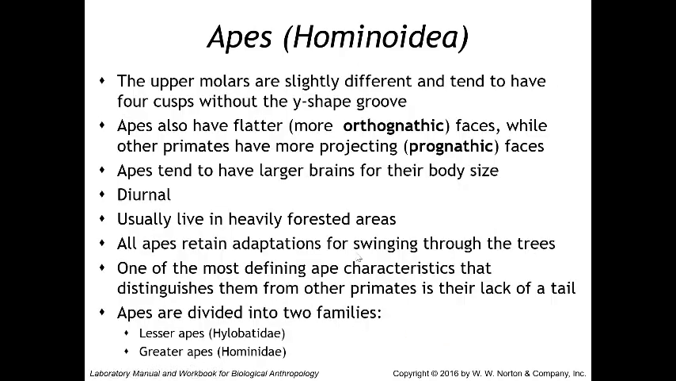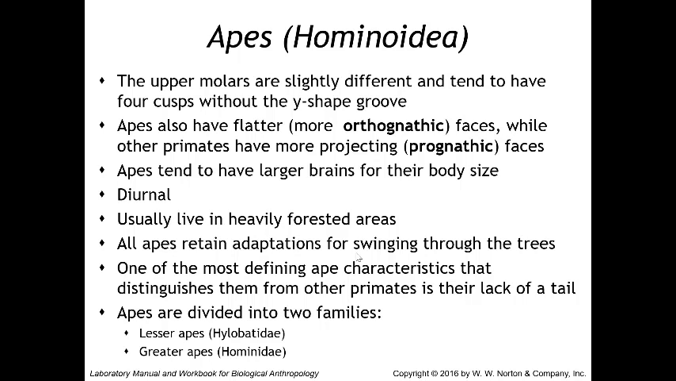The upper molars are slightly different. They tend to have 4 cusps without the Y-shaped groove. Apes also have flatter, more orthognathic faces, while other primates have more projecting prognathic faces. Apes tend to have larger brains for their body size.